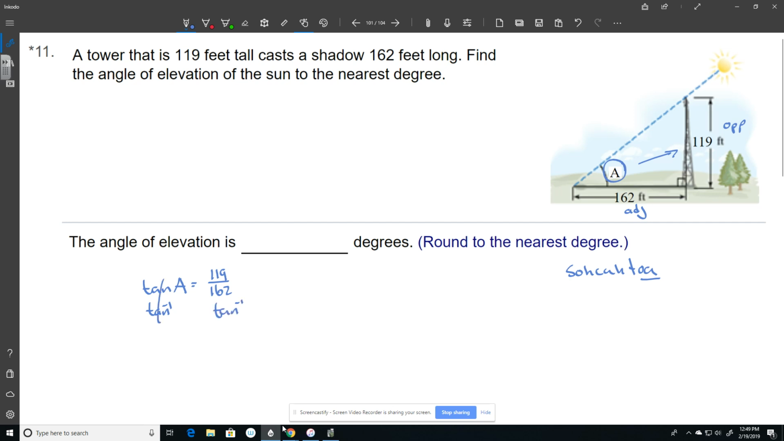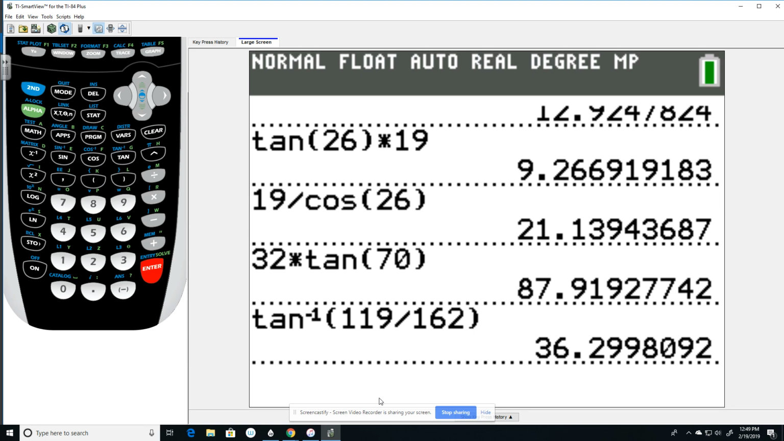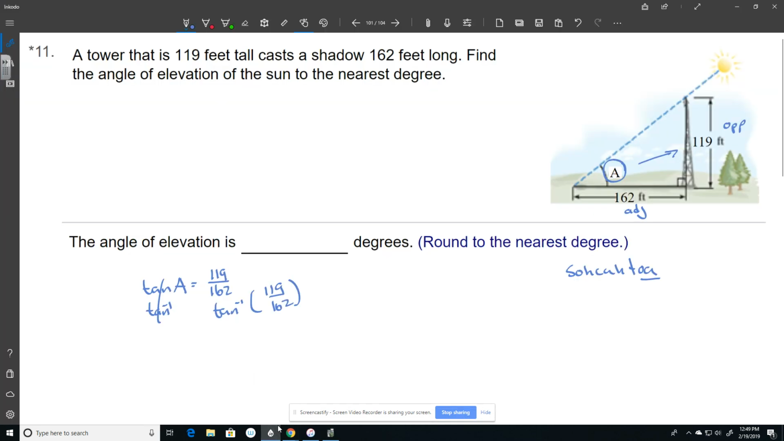So I do inverse tangent on the other side as well. So 119 over 162. So we're going to do second tangent to get the inverse. 119 divided by 162. And that gives me 36.29. So that equals 36.29. And it wants me to round to the nearest degree, which means I'm going to round down to 36 degrees. That's my angle A.